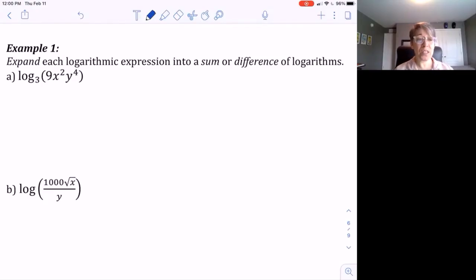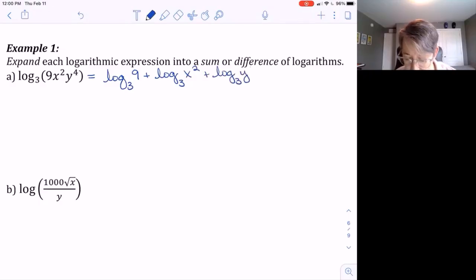So you may notice that in our argument, we have multiplication, 9 times x squared times y to the fourth. When we are multiplying like bases, we add exponents. So we can split up this logarithm as log base 3 of 9 plus log base 3 of x squared plus log base 3 of y to the fourth.